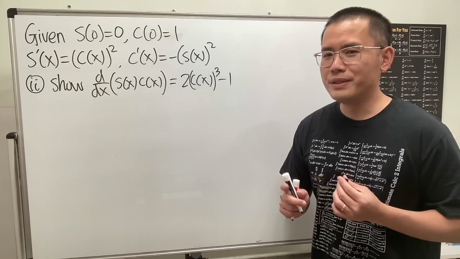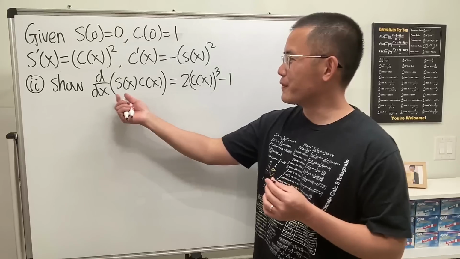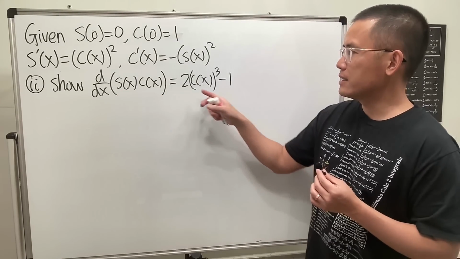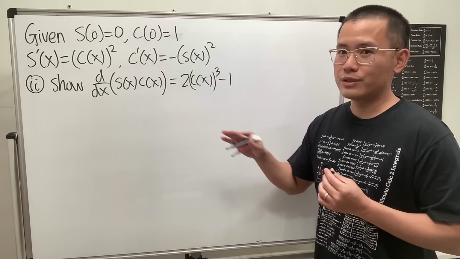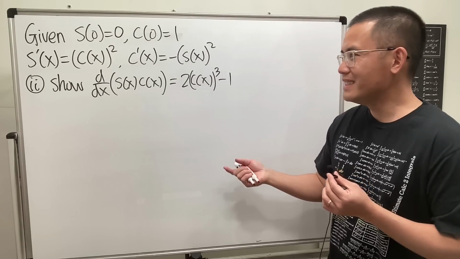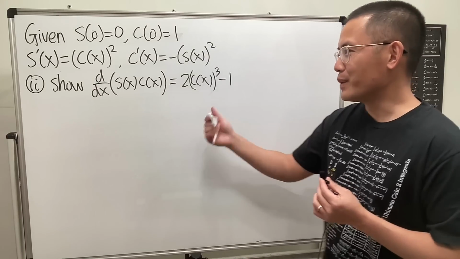Now for part 2, it actually has 2 parts. The first part of part 2 is that we are going to differentiate s of x times c of x, and they gave us that we should end up with this expression, so we'll just go ahead and supply the steps. And then the other part is that we will differentiate the quotient of this instead. So anyway, have a look.